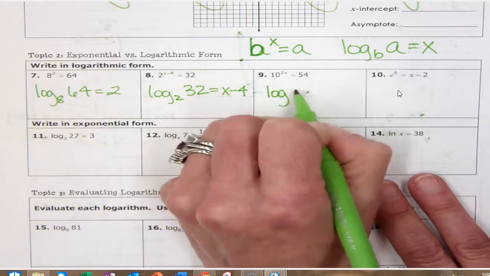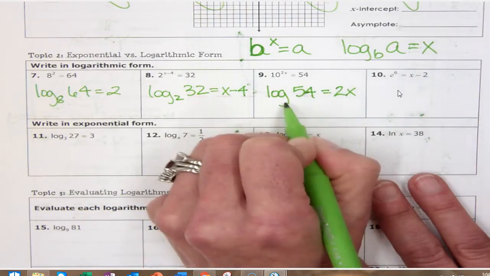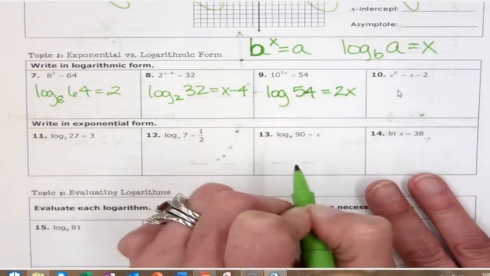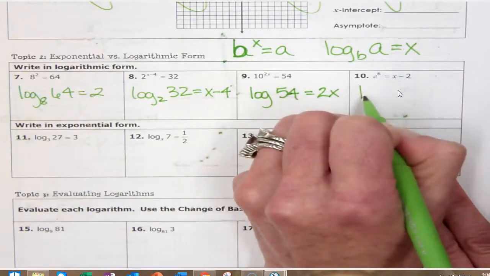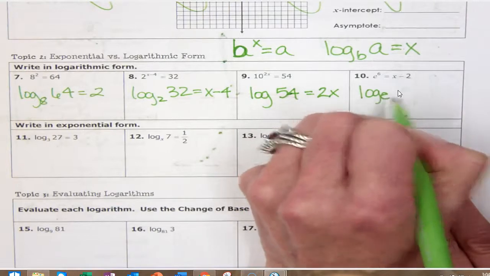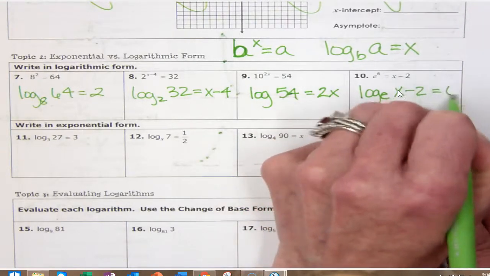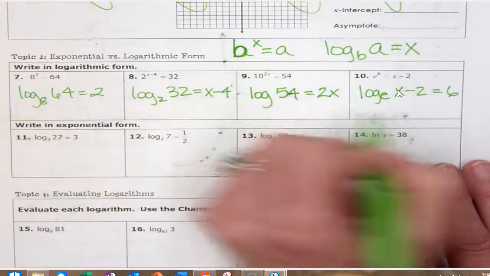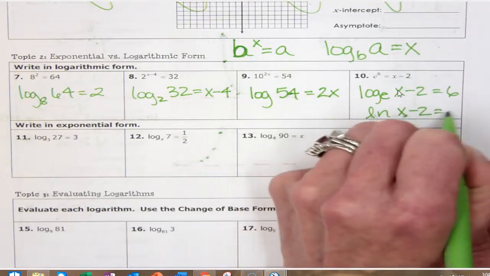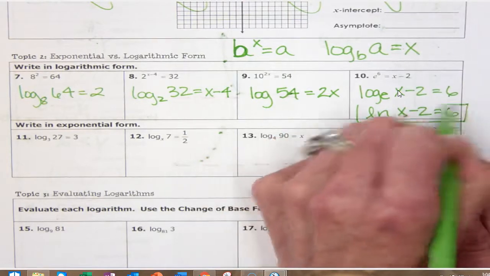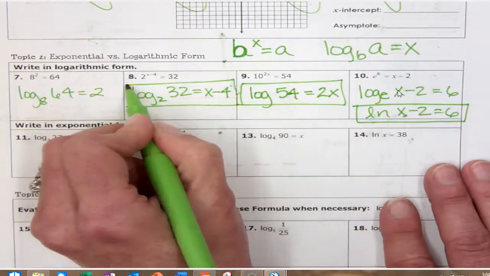Log base 10, so I don't have to write anything, because when there's no base written, it's an automatic assumption of base 10. And here, log base e of x minus 2 equals 6. The important thing here is you need to write ln of x minus 2 equals 6. Will I mark off if you don't write ln? Yes, I will. That's not correct.